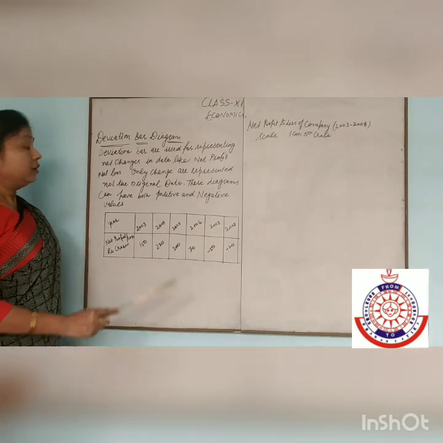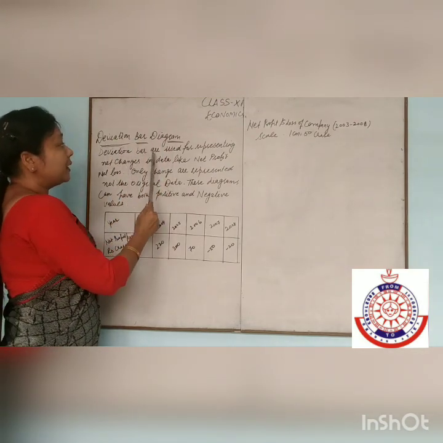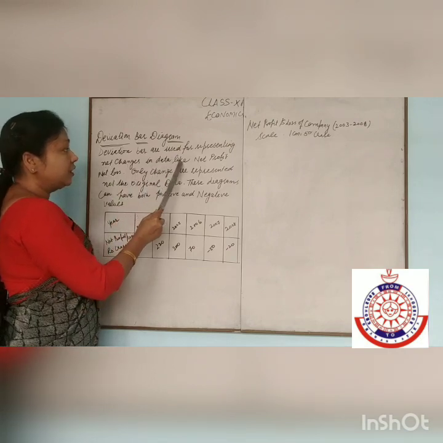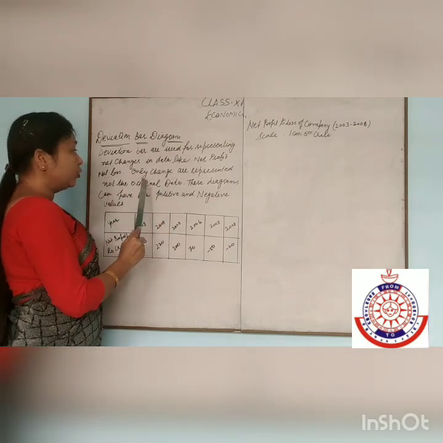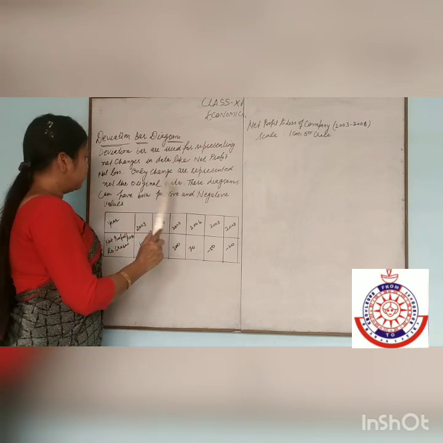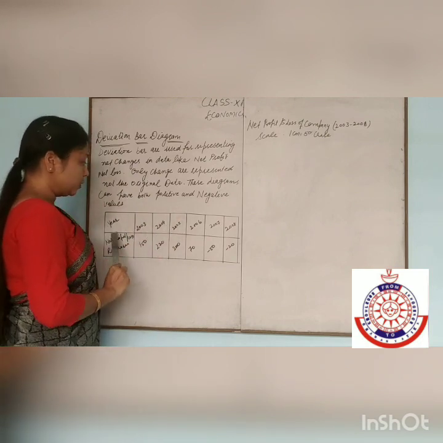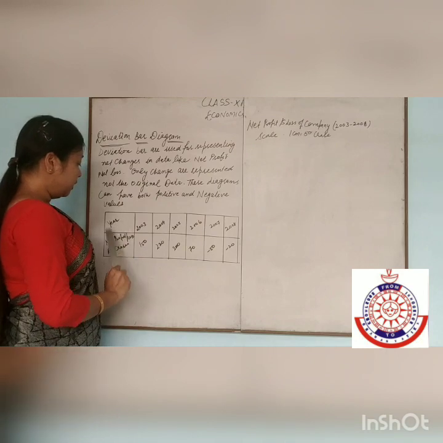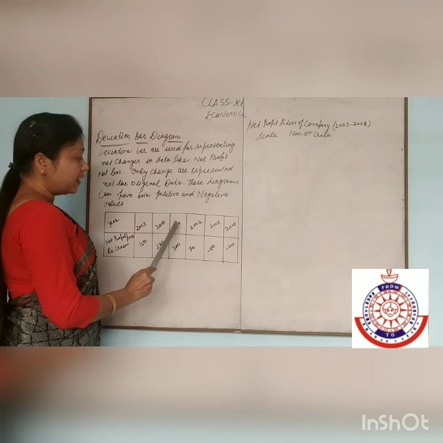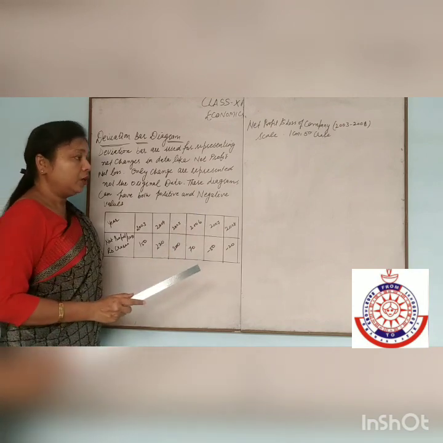Now next is the deviation bar diagram. Deviation bar diagram is used for representing net change in data, like net profit, net loss. Only changes are represented, not the original data. These diagrams can have both positive and negative values. See, in this example, year and net profit and loss are given for 2003, 4, 5, 6, 7, and here profit is given and a negative value shows a loss.